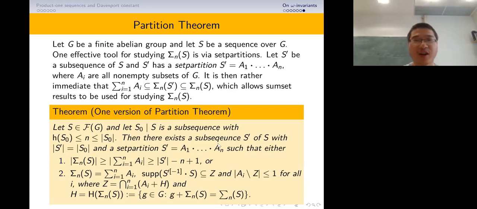If we have a set partition S', where A1 up to An are all non-empty subsets of G, it is immediately seen that the sumset of the A_i is a subset of the sum set of S', which is a subset of the sum set of S. So we can use the result from sumsets to study the sum set. The following theorem is one version of partition theory. If you're interested, you can see it.